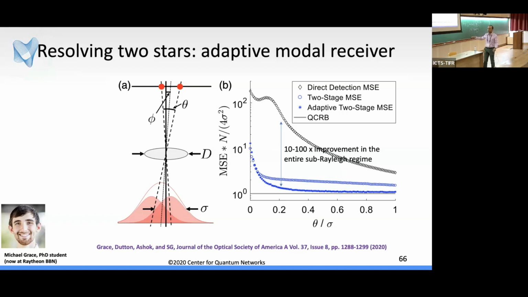I think Sai mentioned this. It's called the nuisance parameter. So phi is a nuisance parameter. You don't care about phi, but you have to estimate it nevertheless in order to estimate theta, which is what you care about, the angular separation between them.